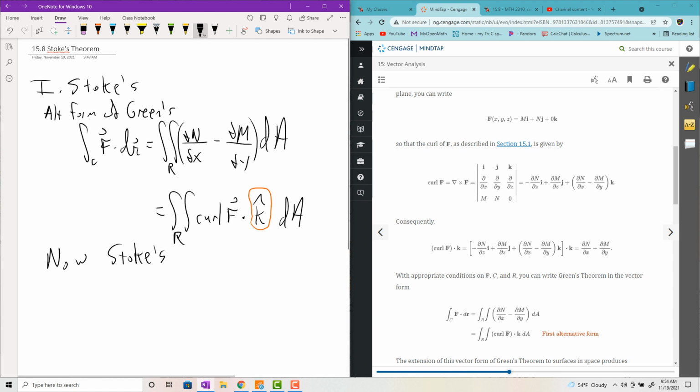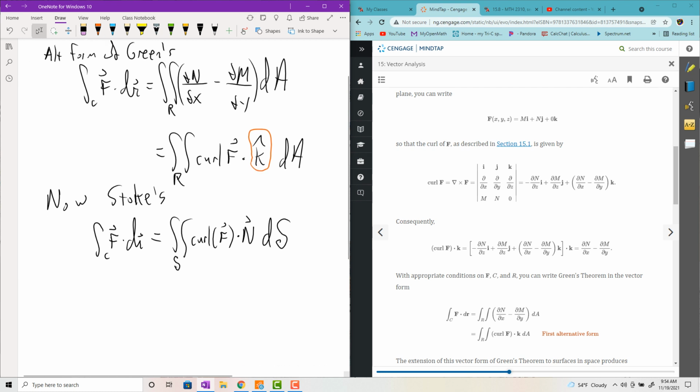So now with Stokes, it'll basically be the same concept. You're going to be able to convert a curve integral, or a line integral rather, into a double integral, a surface integral of the curl of F, dotted now with whatever the normal vector is for that surface. Okay, that's pretty much it.